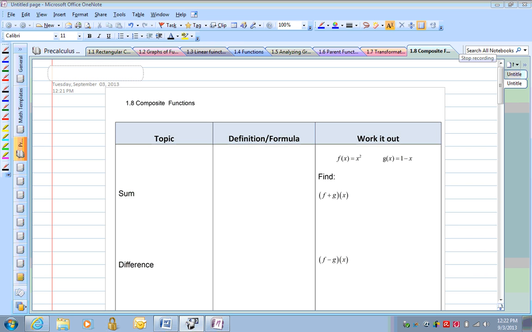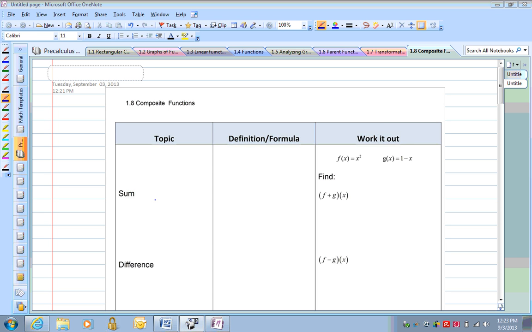This is 1.8 composite functions. Here is your setup for your 3-column notes. Today we're going to talk about the composition of functions, which is really combining. It's a way to combine functions. Let's just take a look at some simple information right here.